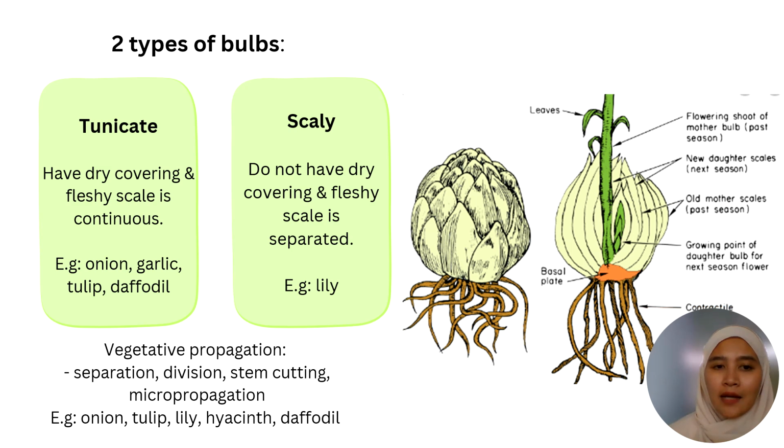There are two types of bulbs. Number 1 is tunicate bulbs, like onions and tulips, which have a dry outer covering. And the other one is scaly bulbs, like lilies, which don't. And these can be propagated through separation, division, or micropropagation. As you can see from the slide, there is the flowering shoot of the mother bulb, new daughter scales, old mother scales, as well as the growing point of the daughter bulb for the next season's flower.